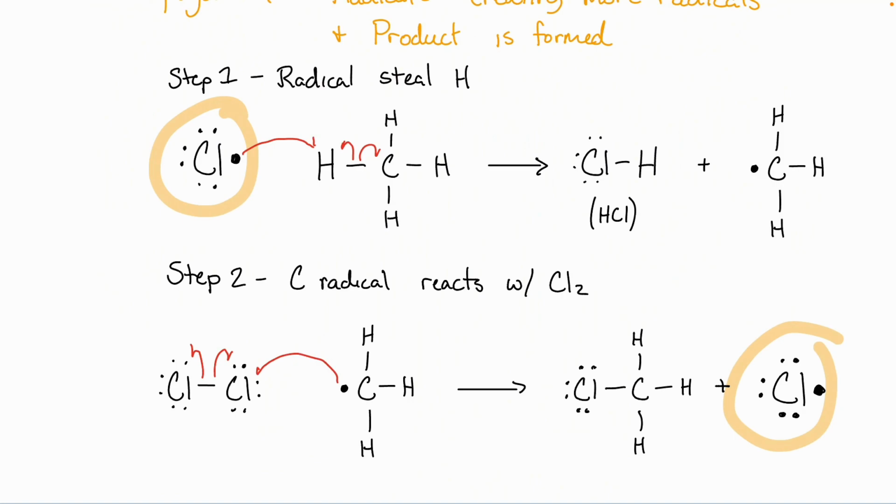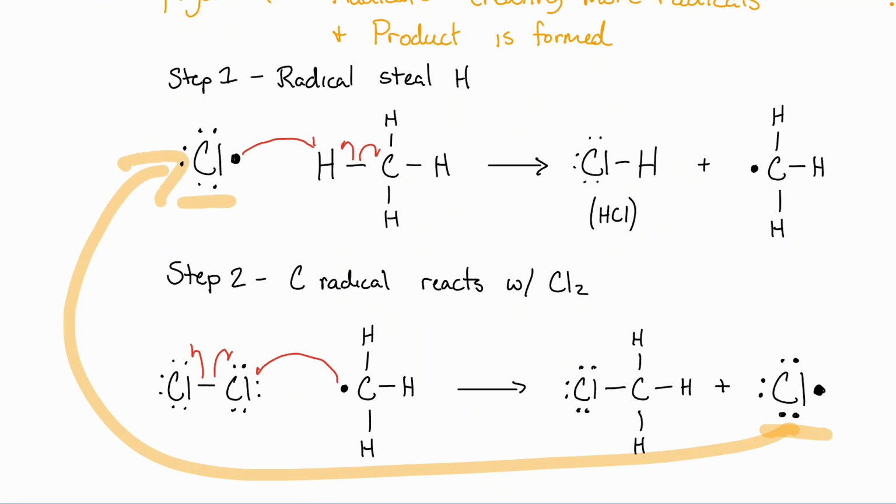That's why it's called the propagation step, because now this guy is just going to go and react with another molecule, and that'll create another chlorine radical that then reacts with another molecule, and that will just keep on going and going and going, okay? So at the end of these two steps, I get just what I started with again, which is why it's called the propagation step, because now this can just go back and start the whole thing over again.